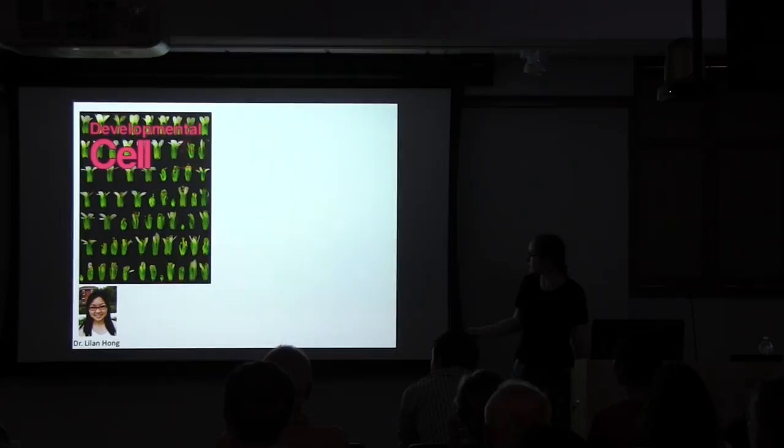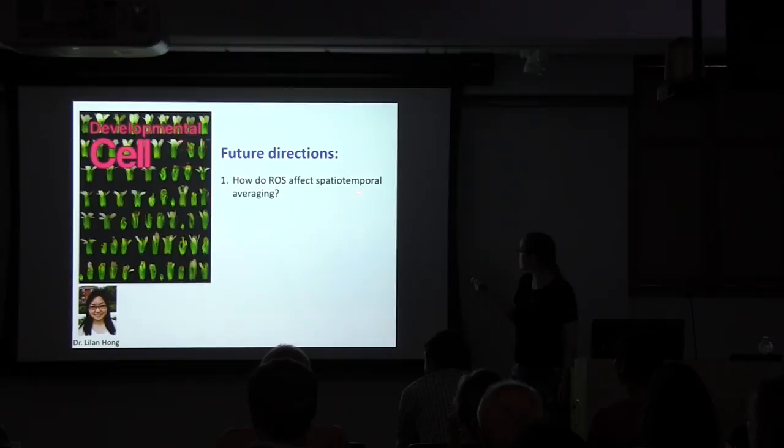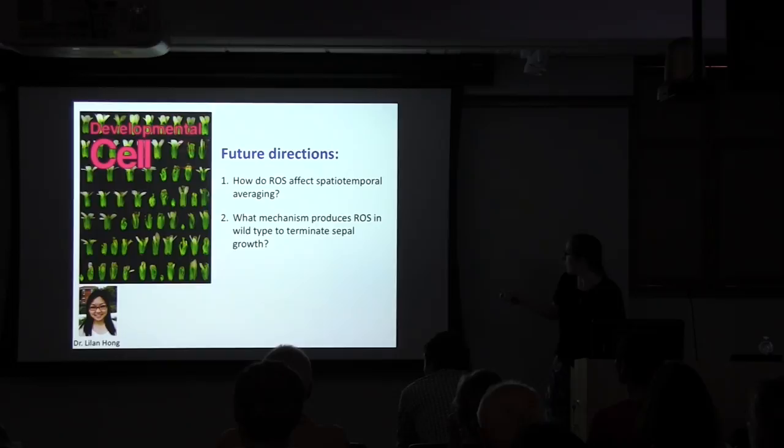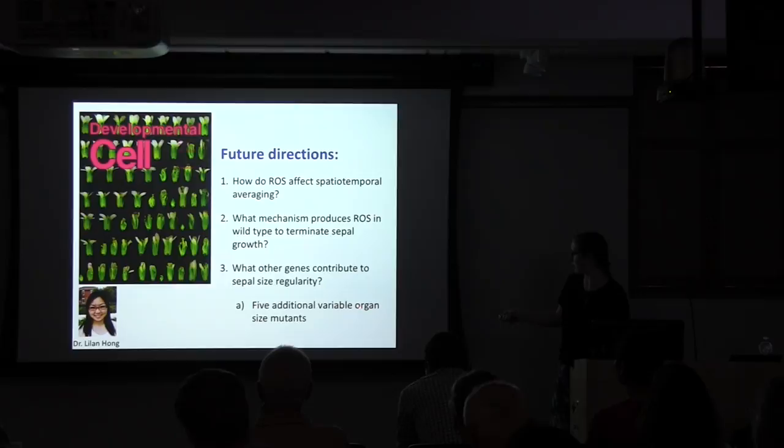So Leland published this in a beautiful paper in Developmental Cell. And in the future, we want to know, how does ROS affect spatial temporal averaging at a more mechanistic level, following up on the mechanics? What mechanism produces ROS in wild type to terminate sepal growth? And what other genes contribute to sepal size regularity? So Leland's pulled out additional mutants, the variable organ size mutants, and is following up on a bunch of them.